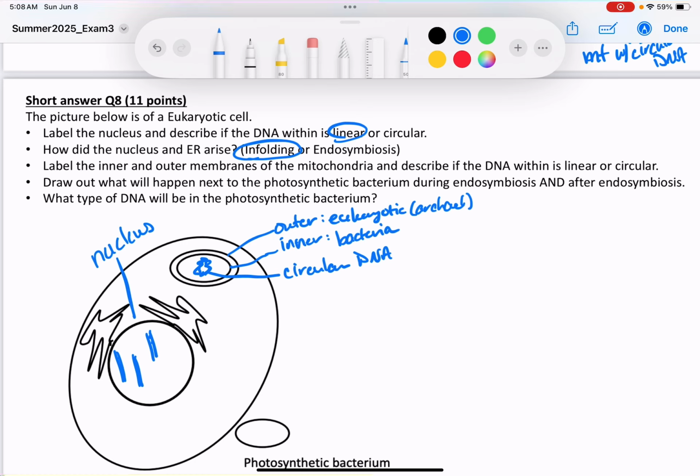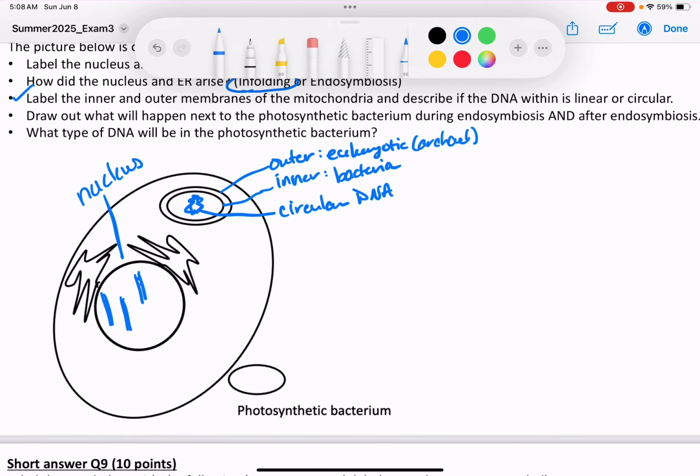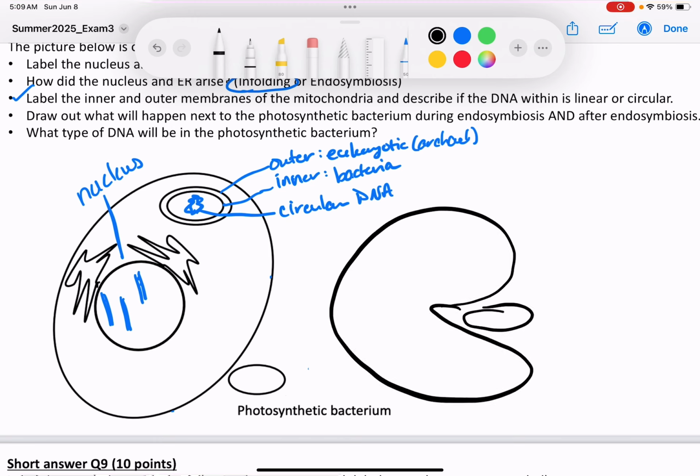Okay, and then next, I did that. Next it wants me to draw what will happen next with photosynthetic bacteria during endosymbiosis and afterwards. So it's going to eat it. You could do lots of things. You could have gone like this to encircle it, or drawn it all the way out from the start, where you did something like this, where you said, okay, it's going to go like that, right?